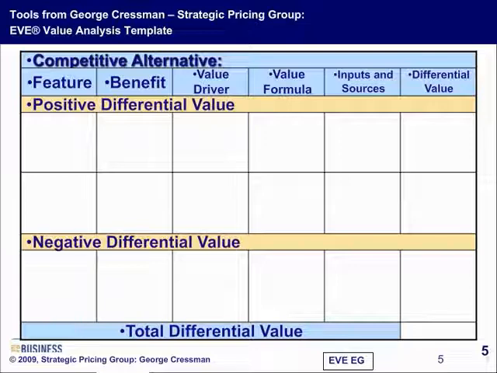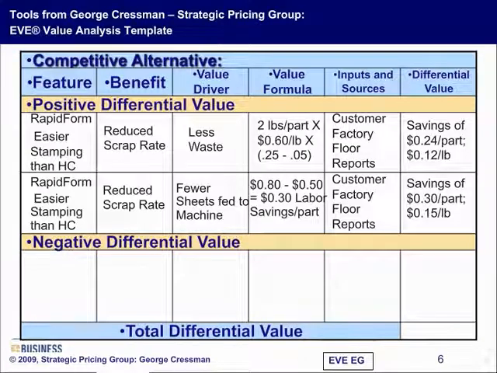Now, sometimes there's a switching cost or something that's negative in this, and that has to be part of the equation as well, the negative differential value. Use the same left to right: feature and benefit, value driver, value formula, inputs and sources, and differential value to make the calculation. Now, in practice, we find that this can be a very powerful tool. In this case, we moved in a relatively straightforward way from the left to the right.